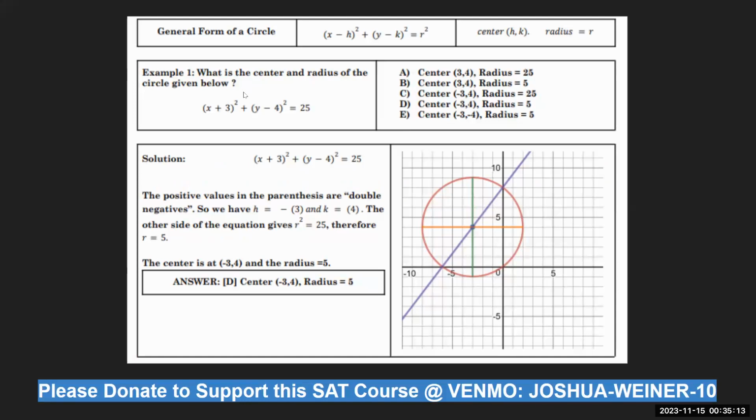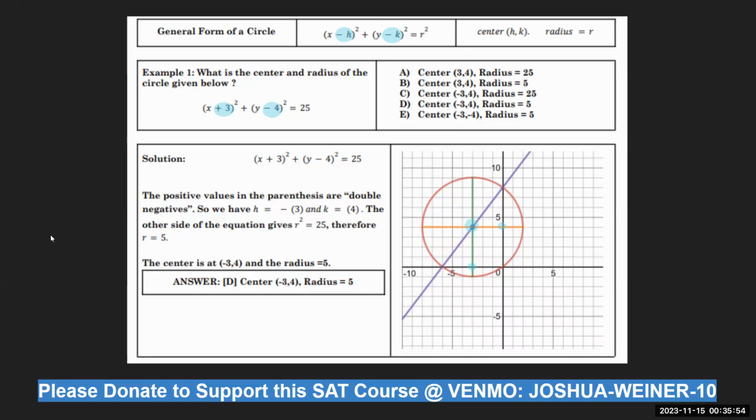Here is an example. What is the center and radius of the circle below? We have (x + 3)² + (y - 4)² = 25. So the center is, following the rule, negative h, so we have a positive 3, so it must be at negative 3, the double negative. And since it's minus 4, that means k is positive 4. So it should be at (-3, 4). And there it is. That's the center of the circle.